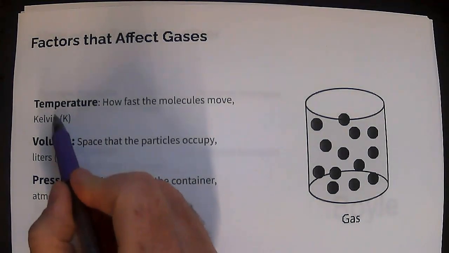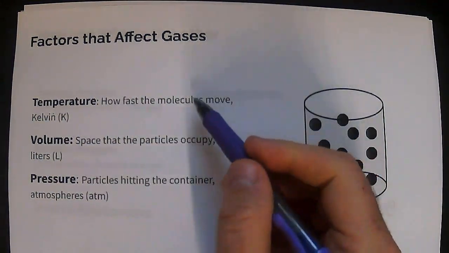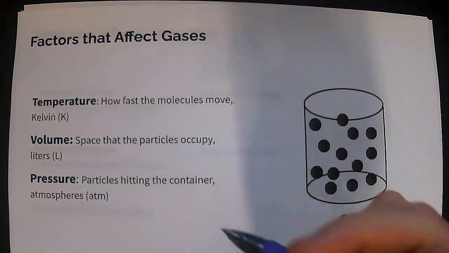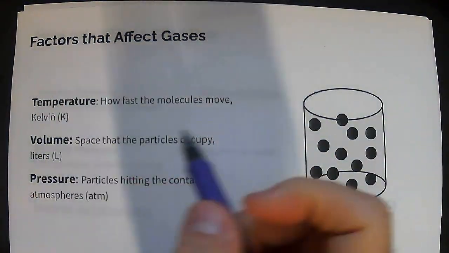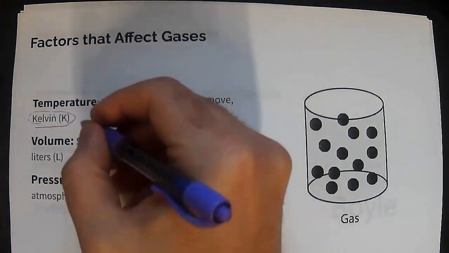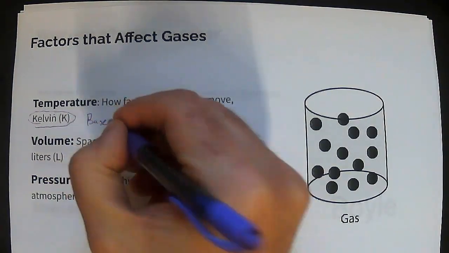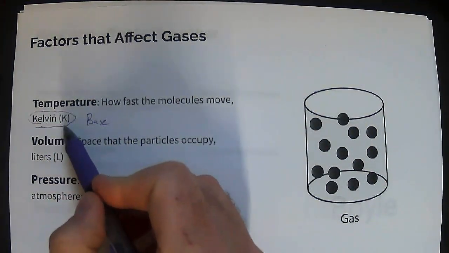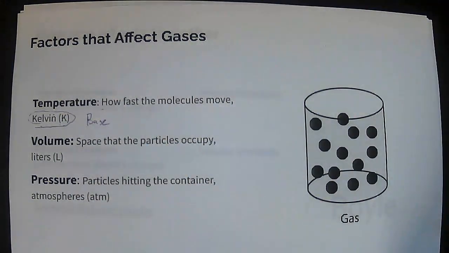Okay, and so we have temperature, which is a measure of how fast molecules move. Remember, molecules that move fast have a higher temperature. And we will measure that in Kelvin. Remember, that's a base unit. We go back to our Unit 1 stuff. That's a base unit, and Kelvin is symbolized K. Temperature always has to be in Kelvin in order to do this.